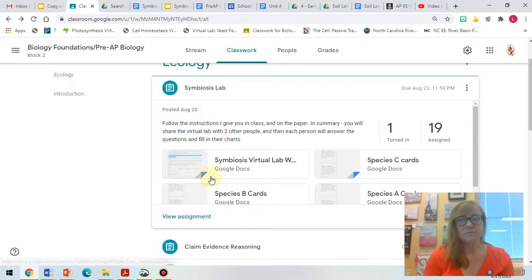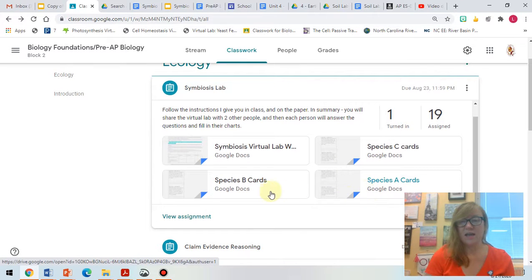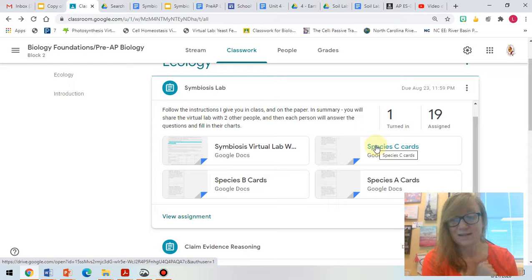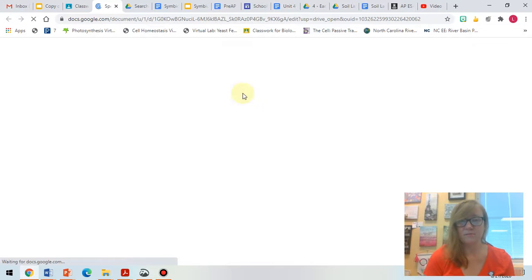So back to the actual question, where can I find all my materials? They're under Classwork in your Google Classroom. There's the Symbiosis Virtual Lab. That's where you are going to type in and write up your answers. Now, these cards that say species A, B, and C are the cards that tell you what to eat each round. I'm just going to open one.